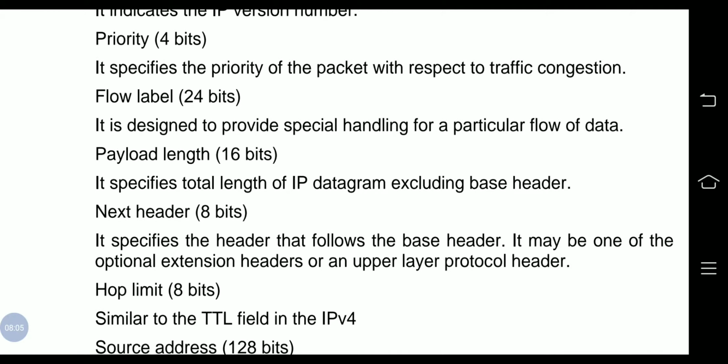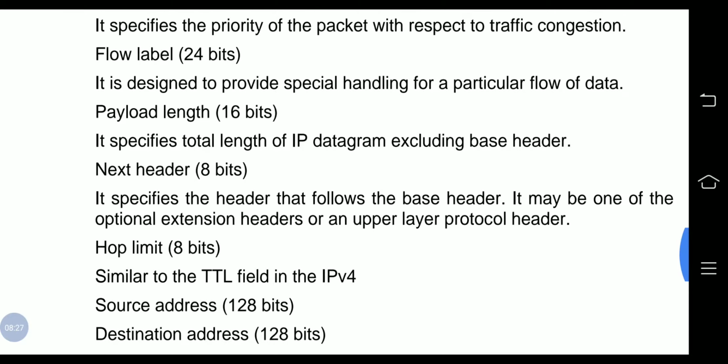After that we have the payload length, which is 16 bits. It specifies the total length of the IP datagram excluding the base header. Here we are using the virtual circuit. The virtual circuit first establishes the path to the destination and then does the communication. So the payload length is 16 bits.